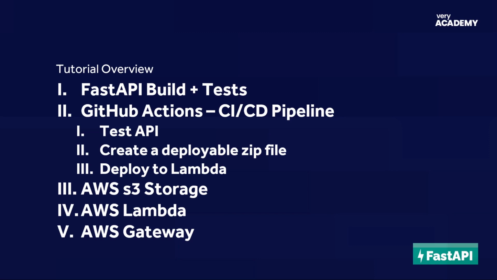So we go through, test our API, and create a deployable zip file, which we can then deploy to AWS Lambda. We will utilize AWS S3 to upload the API zip file and then deploy it over to AWS Lambda. And then just to finish off, we'll set up a very simple configuration in AWS Gateway so we can then access our API.